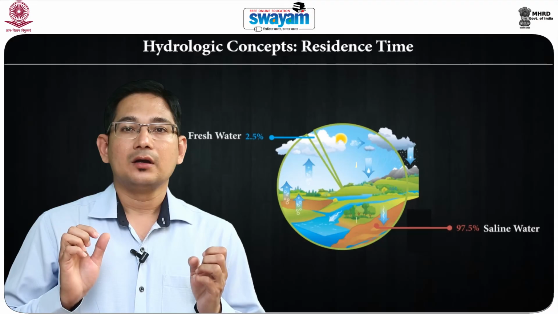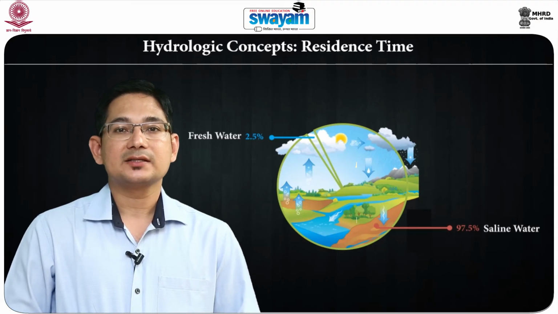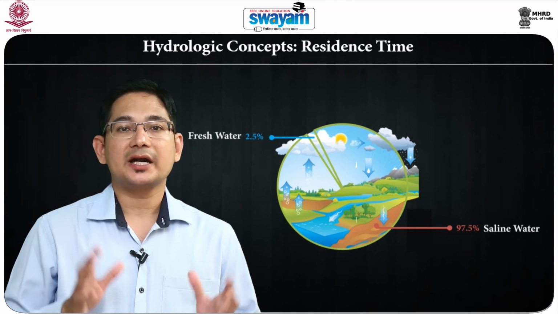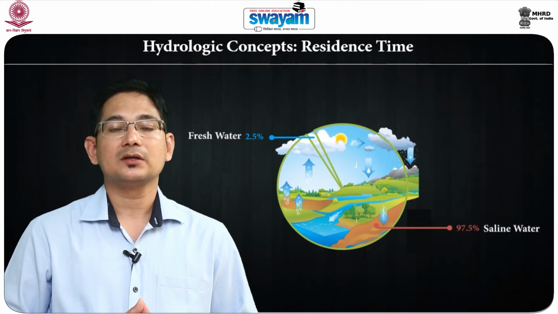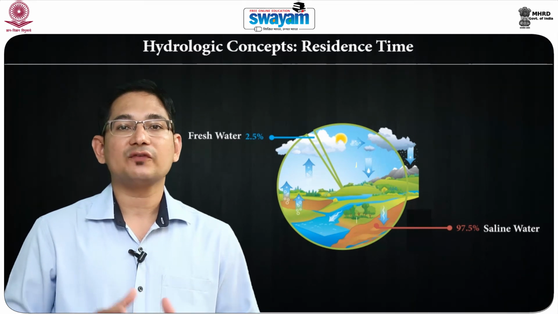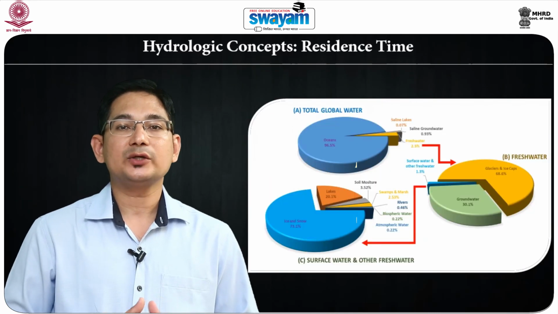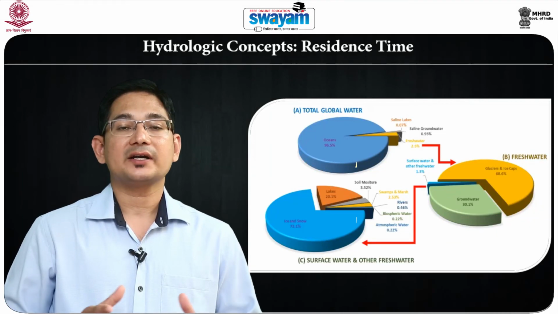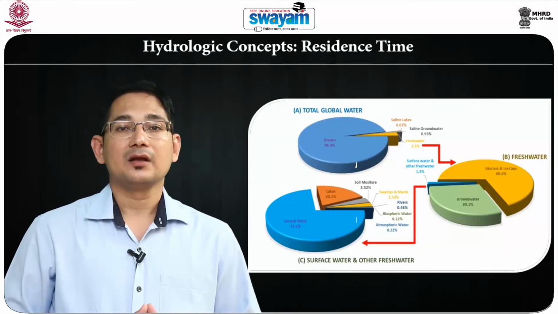Another dimension of the hydrological cycle is the uneven distribution of water across the pools. Most of the water on the earth is saline, and oceans are the largest pool of this saline water, and they contain about 97.5% of total water on the earth. The remaining 2.5% water is known as fresh water.